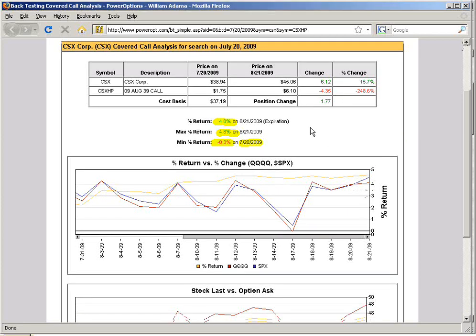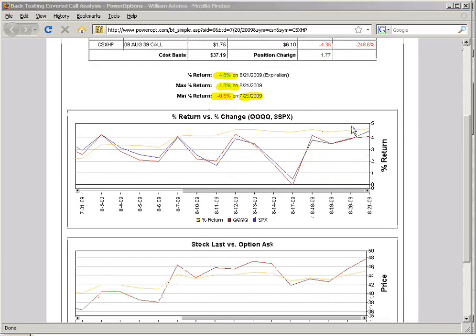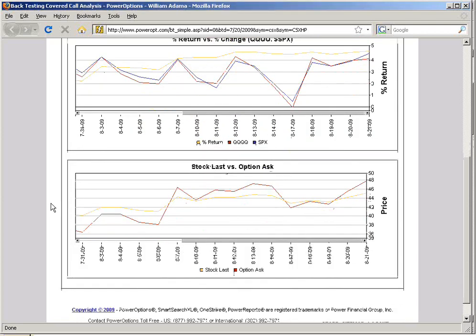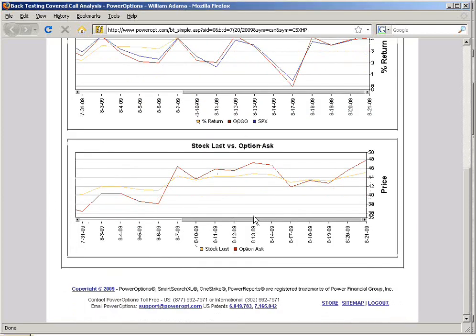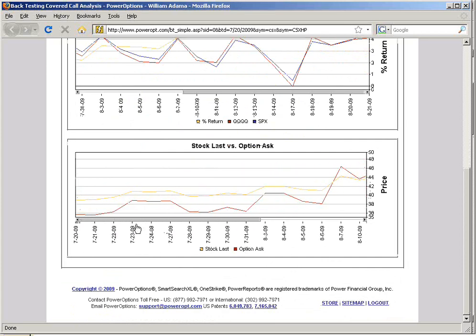Now as I scroll down, the first chart that I see is just showing us the return of our covered call position. The return's in yellow, compared to the return on the market indicators we saw before, the QQQQ and SPX. And down below, it gives us the historical graph of the changes in the option price and the stock price. Let me roll back to the first date, and we see that we started off with our stock at around $38.94, and our option price was about $1.85 when we opened the position.